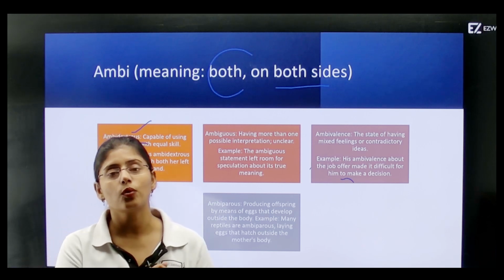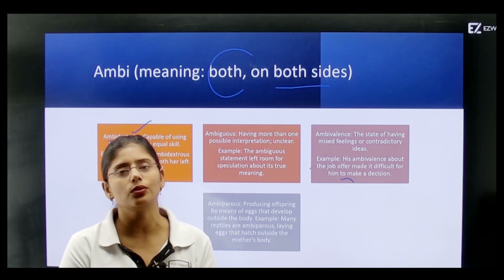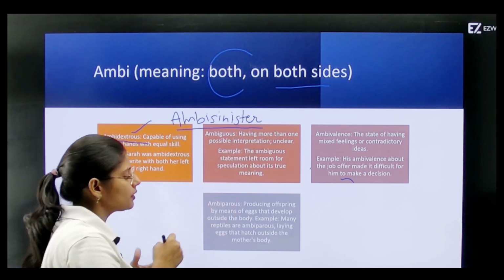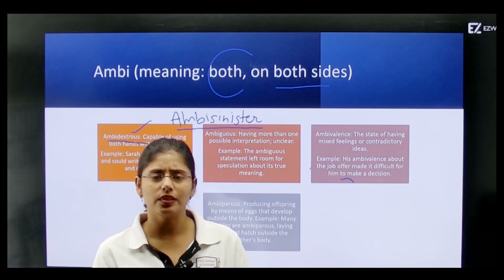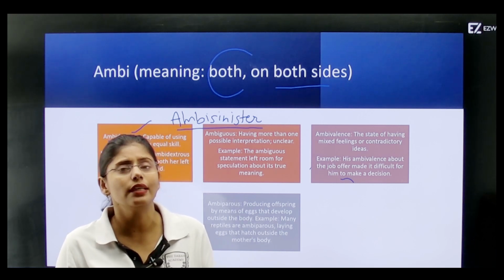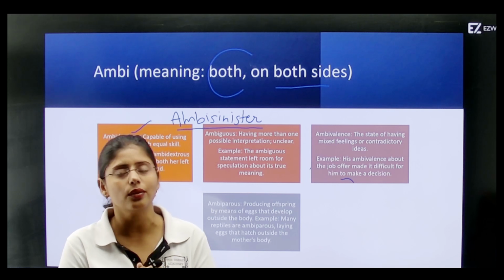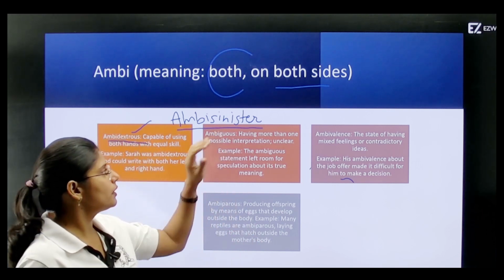That is known as ambidextrous. And we have one more word which is exactly opposite to this word, that is ambisinister. Ambisinister is a kind of man who is clumsy enough and who can use neither hand well. तो दोनों ही हाथों को बहुत अच्छे से यूज नहीं कर सकता है, उसको हम बोलते हैं ambisinister.